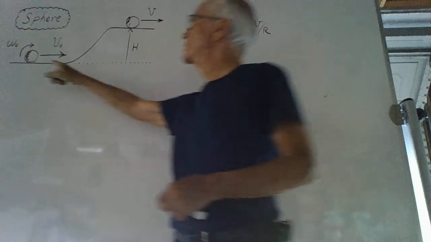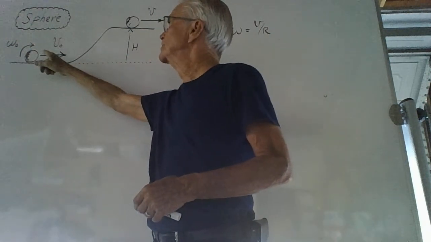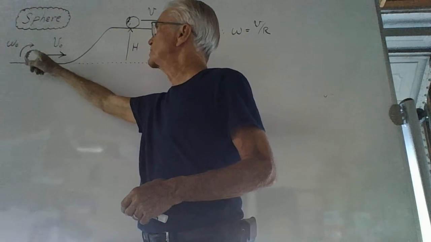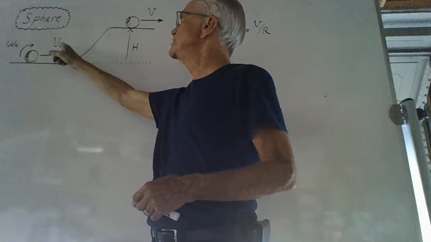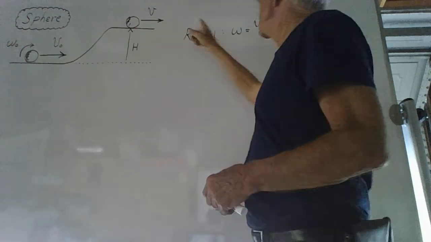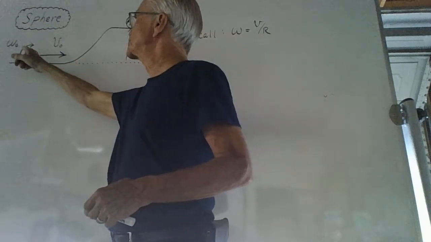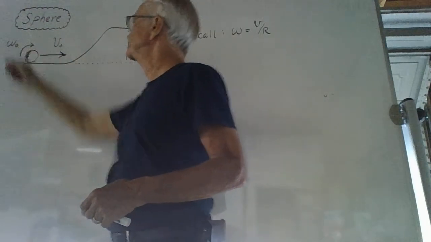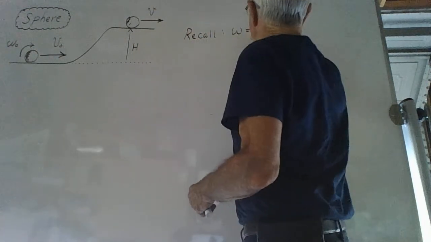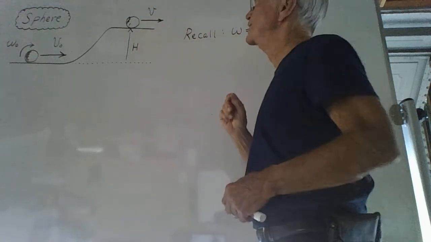So we have a sphere whose center of mass translational velocity is v naught. And if you recall the relationship shown here, the angular velocity of our sphere is omega naught, which can be written in terms of v as v naught over r. We'll do that later.